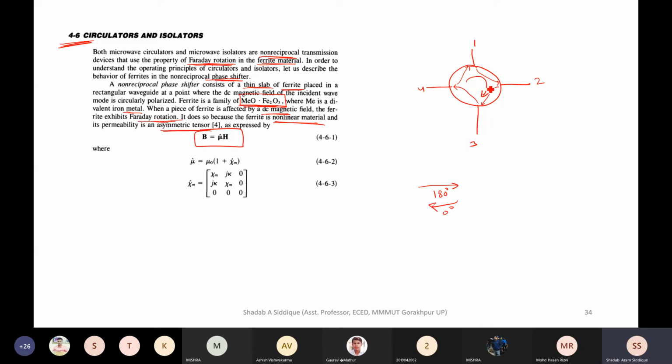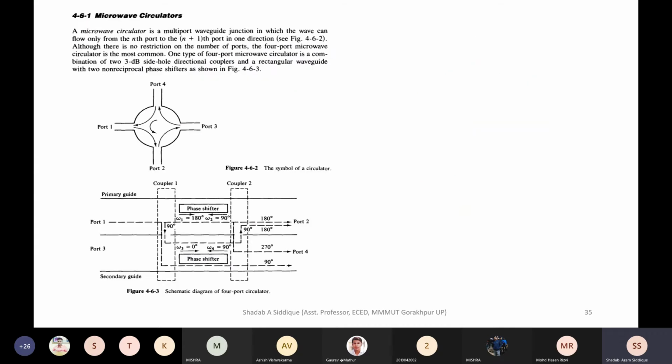We will discuss this circulator in detail, how it works, and why, if we incident a wave at port 1, we get it at port 2 only, not at port 3. Why does this happen? It is all because of the non-reciprocal phase shifter that is used there.